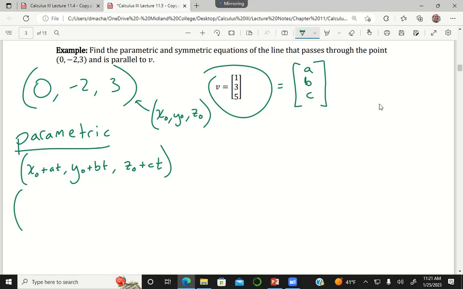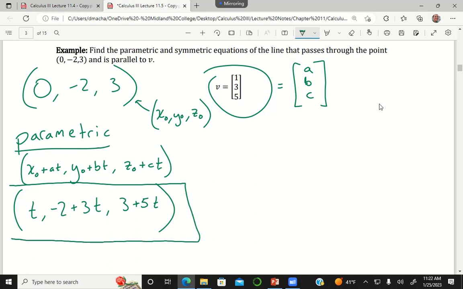So I'm finally ready to write my parametric equations for this line, and I can write 0 plus 1t, negative 2 plus 3t, 3 plus 5t. And that would be the parametric equations for this line.